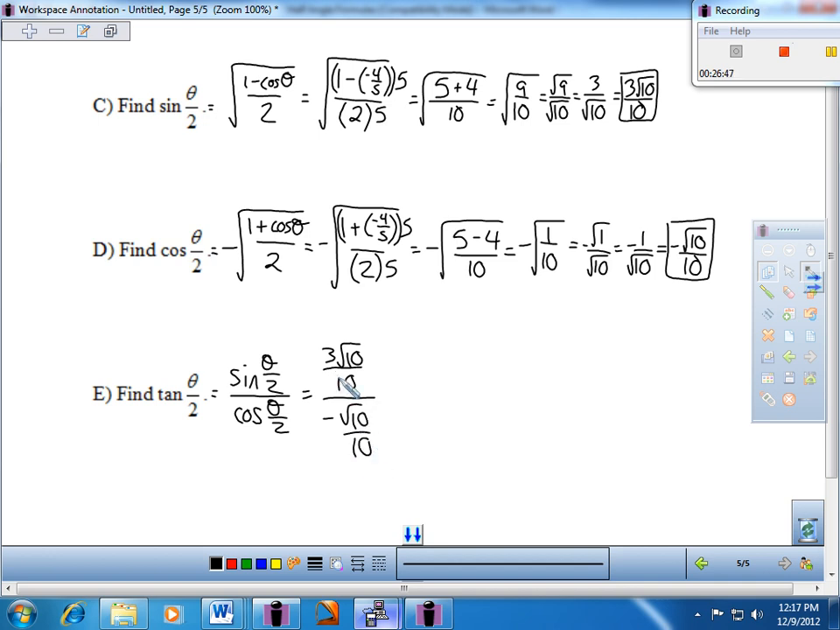Remember what happens here, everybody? The 10's cancel. Just wondering, would you see that the root 10's would cancel? And this would be a negative 1. So in reality, you end up getting a tangent ratio of negative 3. And that makes sense. Take a look at my unsimplified version, which I would actually say is better now that I look at it. Y over r, x over r, so y over x, 3 over negative 1. Looks good.